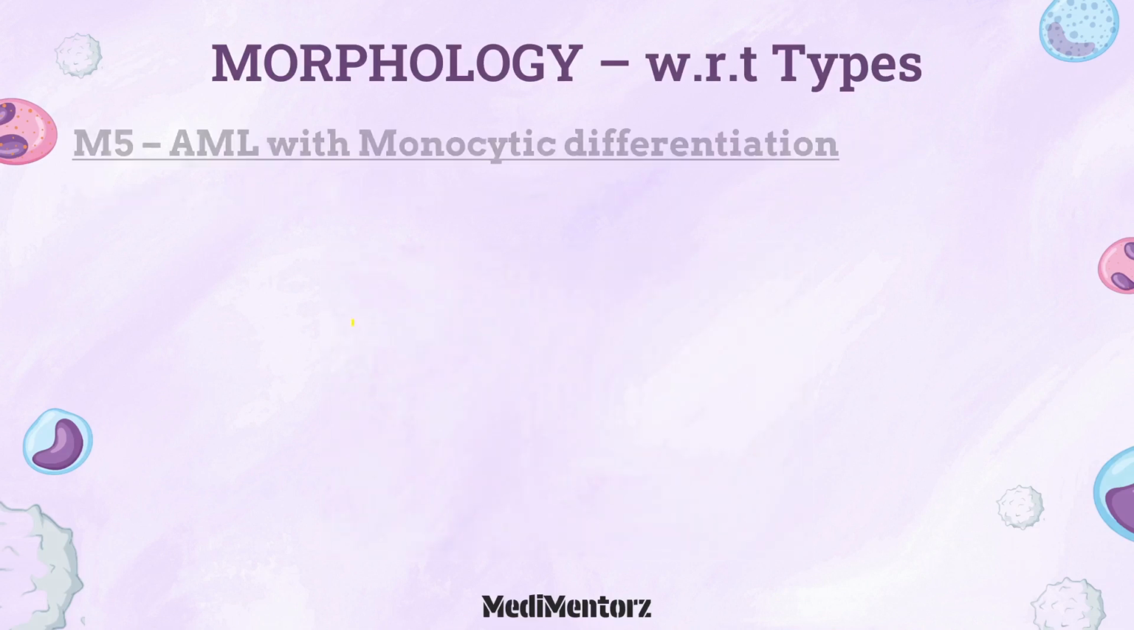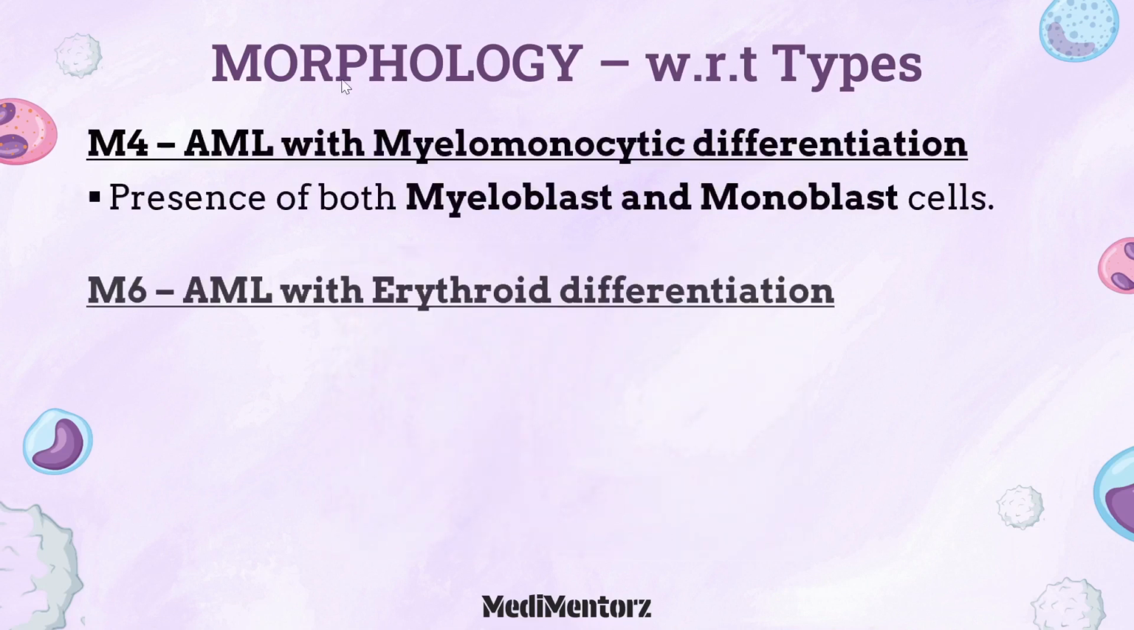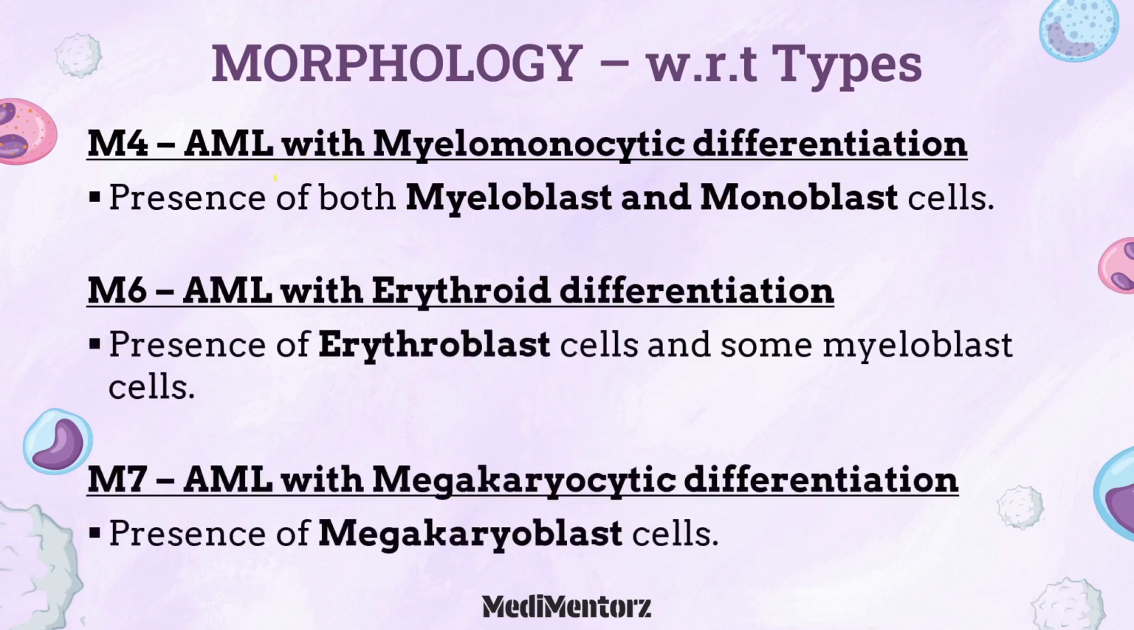Then the M5 or the AML with monocytic maturation shows presence of monoblast, which shows presence of the lobulated or the indented nucleus resembling that of a kidney. Then the M4 or the AML with myelomonocytic maturation, as the name suggests, shows presence of both the myeloblast and the monoblast. Whereas M6 with erythroid maturation shows presence of both erythroblast and some of the myeloblast.